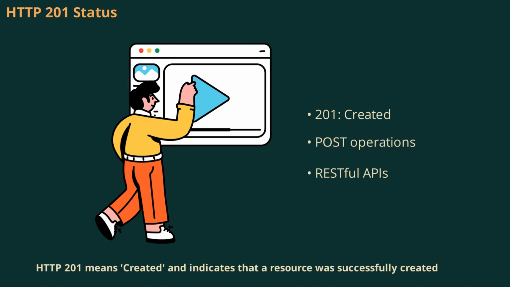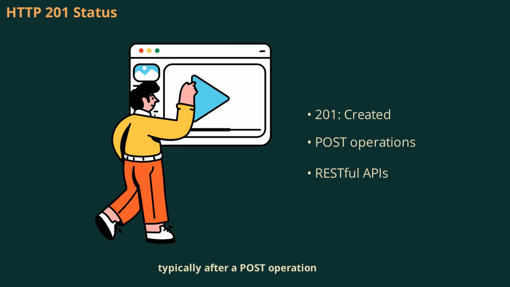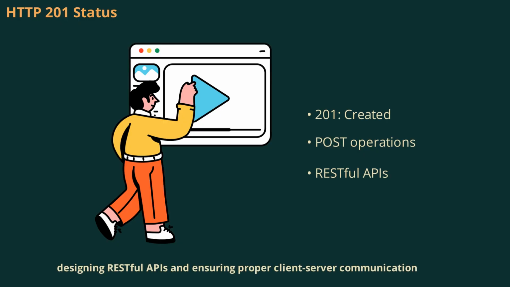HTTP 201 means created and indicates that a resource was successfully created, typically after a POST operation. Understanding HTTP status codes is fundamental for designing RESTful APIs and ensuring proper client-server communication.